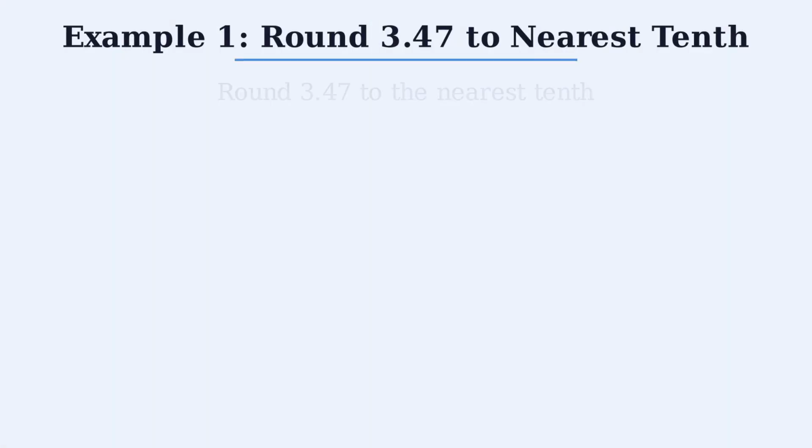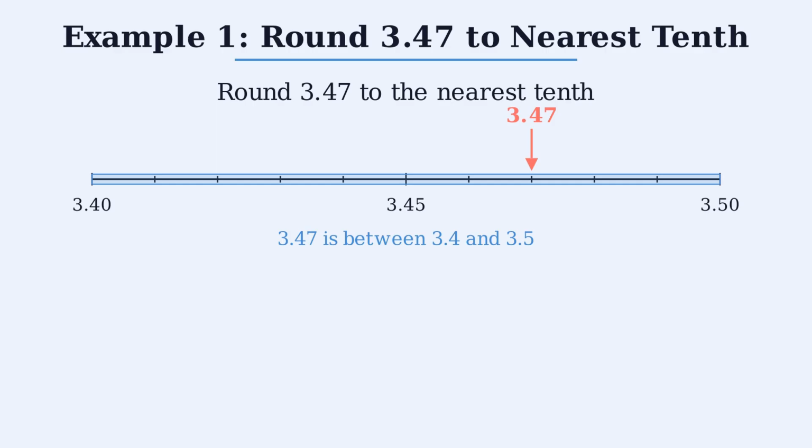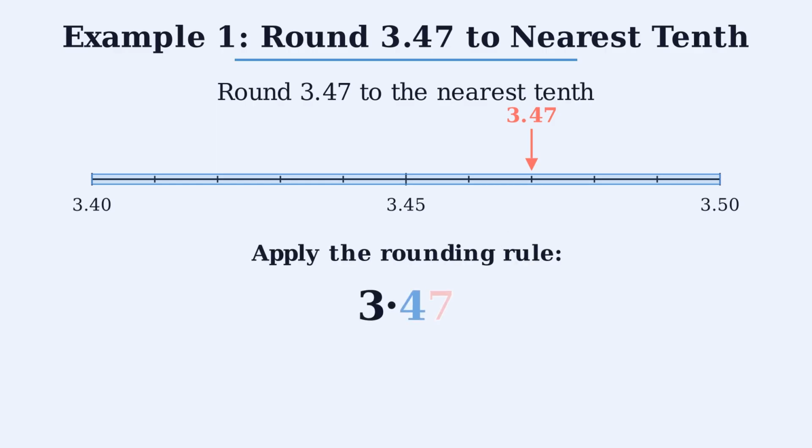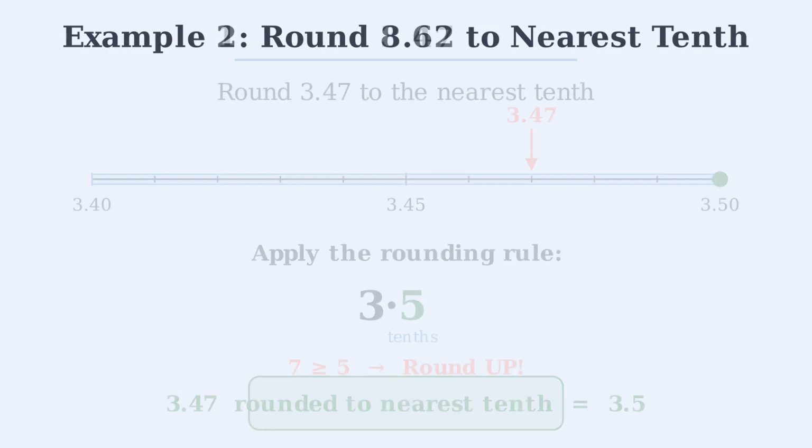Let's walk through our first example together. We want to round 3.47 to the nearest tenth. First, let's place it on a number line to get a feel for where it lives. It sits between 3.4 and 3.5. Now let's apply our rule. The tenths digit is 4, and the hundredths digit is 7. Since 7 is greater than or equal to 5, we round up. The tenths digit goes from 4 to 5, so 3.47 rounded to the nearest tenth is 3.5. Great job! Let's try another one.